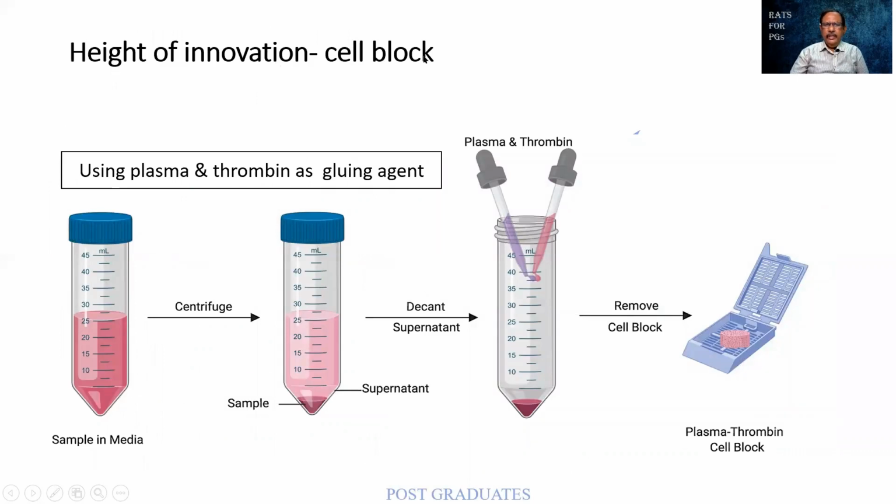Height of innovation in a cell block using plasma and thrombin. See what is being done. So this is a graduated centrifuge tube, in which after the spinning you find that there is a sedimentation which I can make out. The supernatant is decanted and they mix with plasma and thrombin. What they say is that it provides a fibrin mesh or a gel-like material which has a binding onto the cells, and finally a paraffin block can be prepared out of it. The problem with this, we shall see in the next slide.